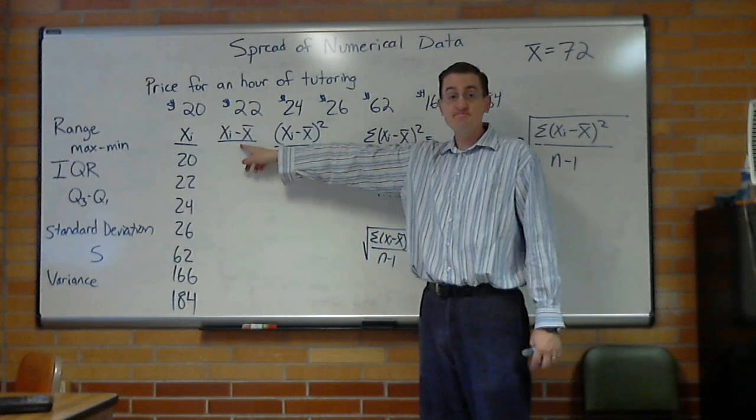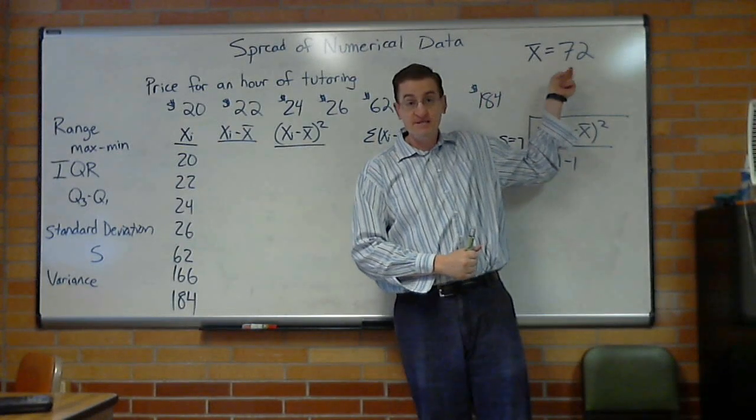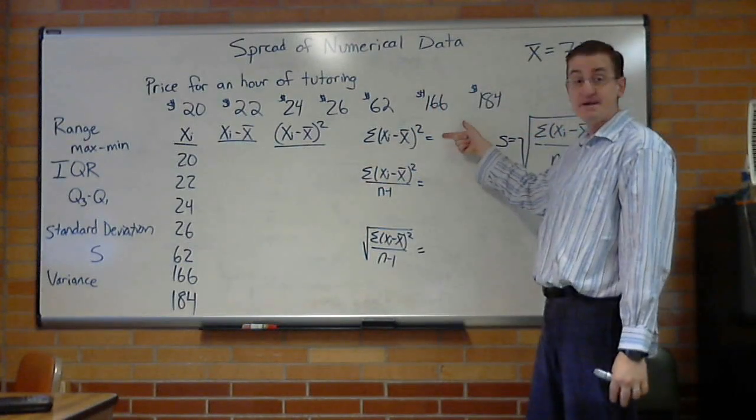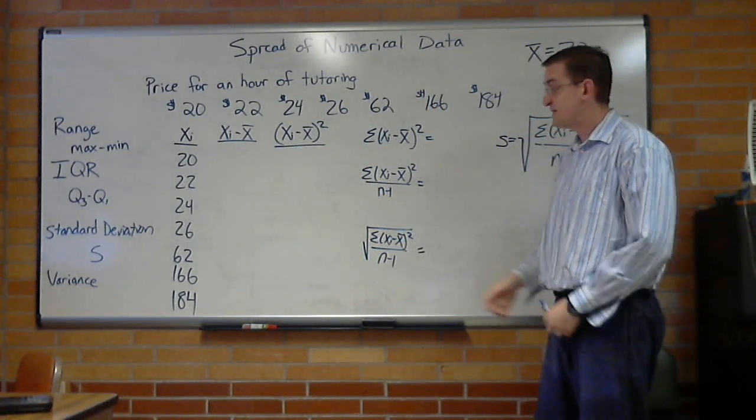And I'm going to take each of them minus the average. I've calculated the average is 72. Then I'm going to square those numbers. I'll add them all up, divide by n minus 1, and take the square root.